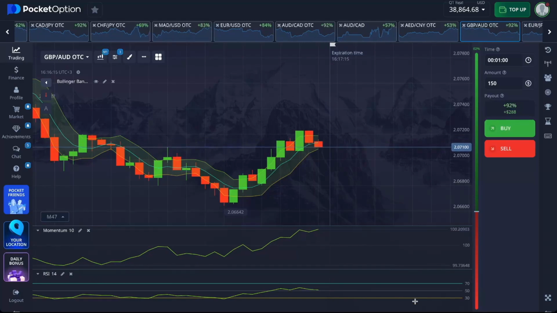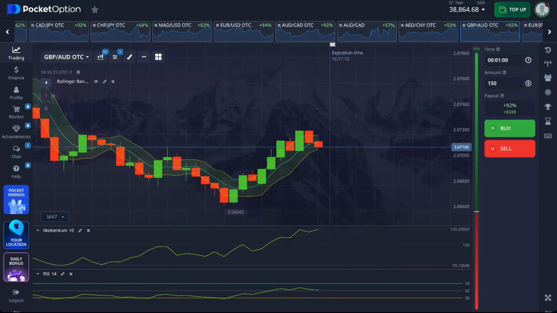The next indicator is the Relative Strength Index. Here, I set the period to 14. So here, we pay attention to the 50 level, the middle line. If we see that the RSI goes well above 50 and over 70, it means the instrument is overbought and we should expect a decline.